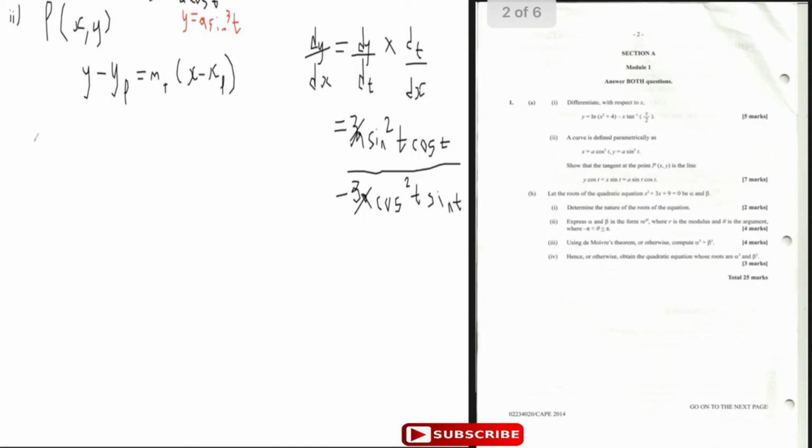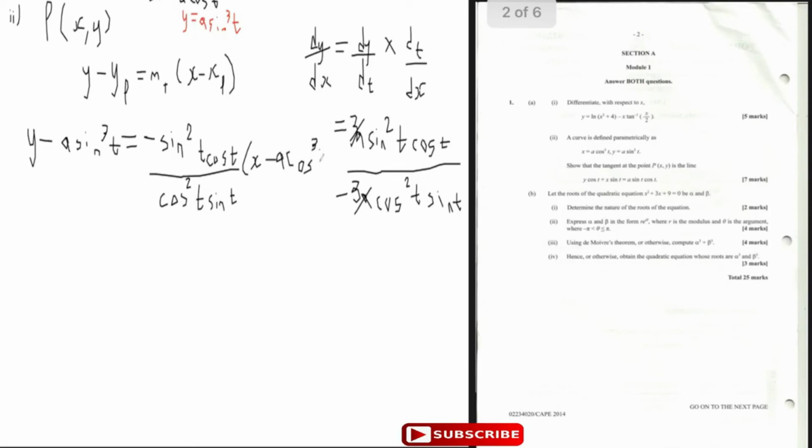So of course, the equation of the tangent is going to be y minus yp. The y point is a sine cube t. Y minus a sine cube t, and that is equal to the gradient of the tangent. And the gradient of the tangent is given by this formula, which is minus sine square t cos t over cos square t sine t. And then that is going to be multiplied by x minus xp, which is x minus a cos cube t. So this is the equation of the tangent.